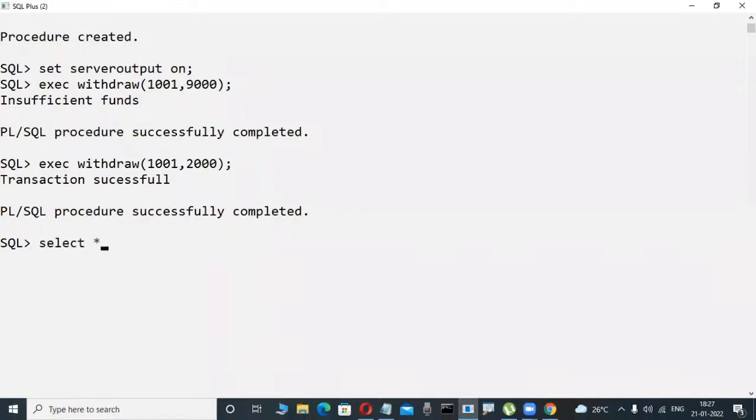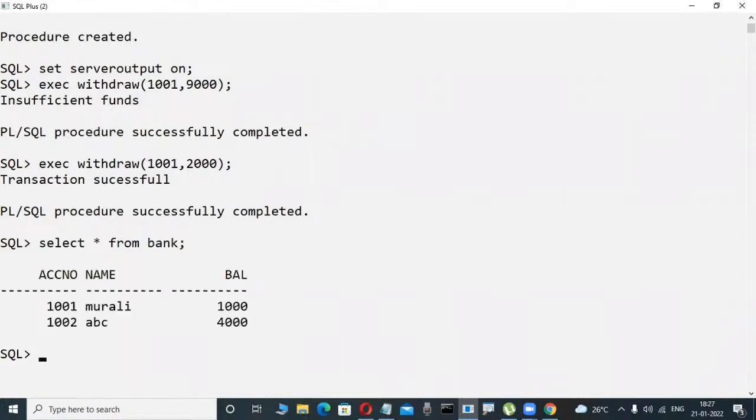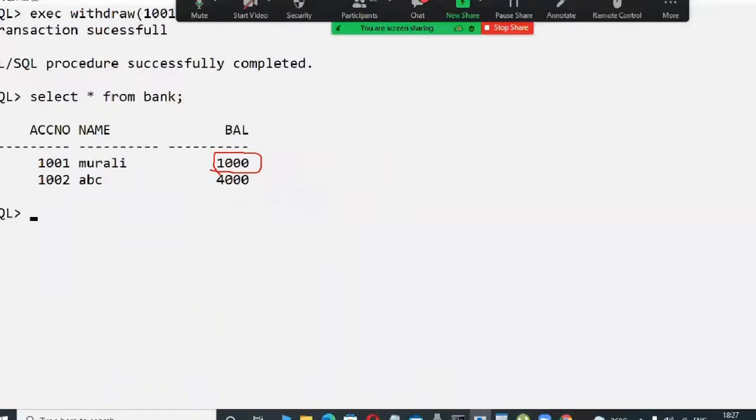In my bank table I try to observe it. So now here, yes, the bank table is there. Now check it out. In the previous case 3,000 is there. 3,000 minus 2,000 rupees I tried to withdraw, so automatically the remaining balance, 1,000 rupees, is there or not? Yes. How is it possible?